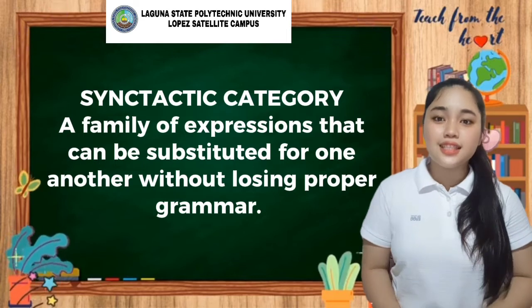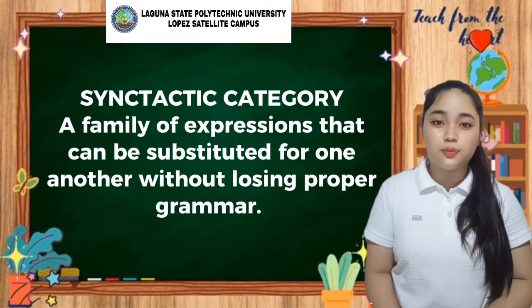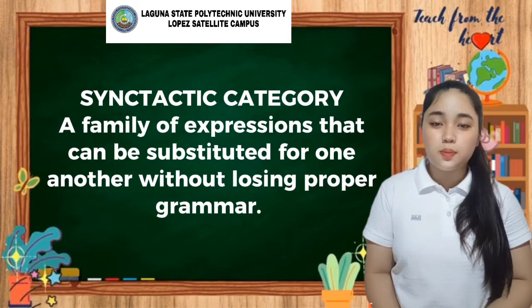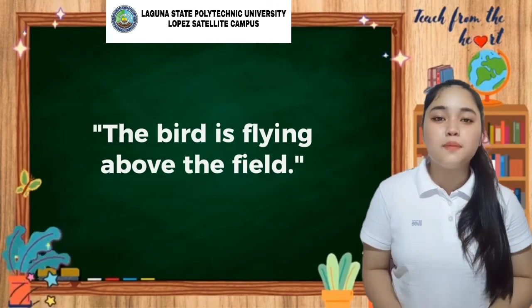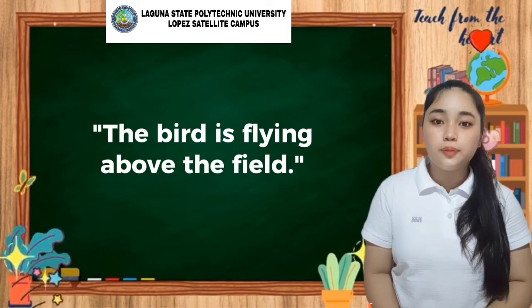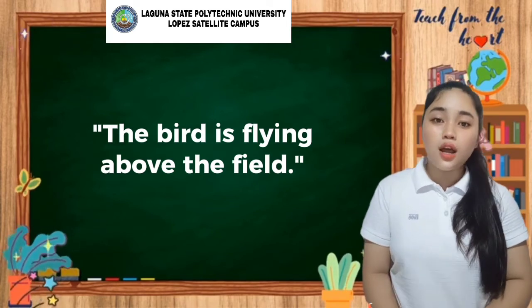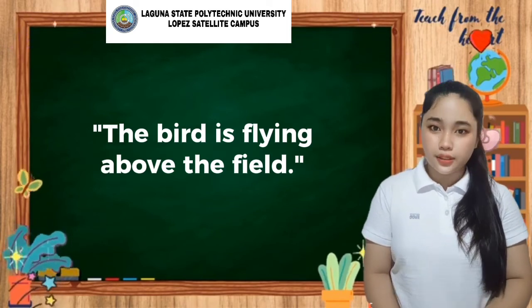Next is syntactic category, a family of expressions that can be substituted for one another without losing proper grammar. For example, there are four syntactic categories in the sentence, "The bird is flying above the field." These are "the field," "above," "is flying," and "the bird."